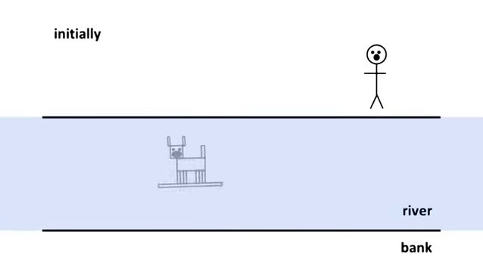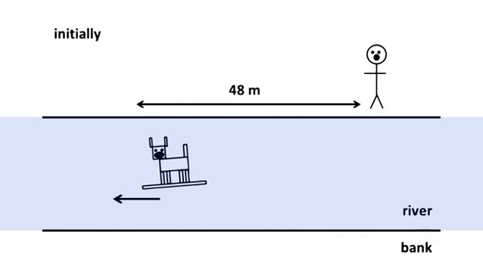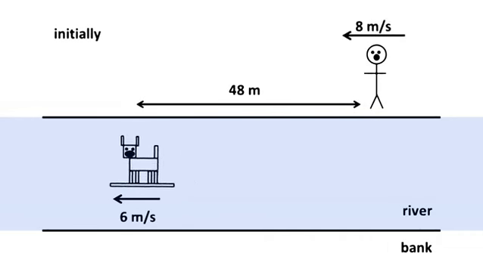Let's make a start. Let's narrow down the scope of this problem, simplify things and put in some numbers. Let's suppose that, to begin with, you're 48 metres away from your dog. Let's also suppose that the river is flowing at 6 metres per second and that you can run at 8 metres per second. You run along the bank. When will you draw level with your dog?